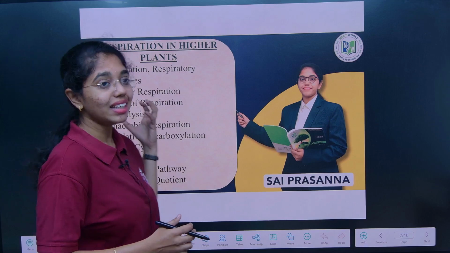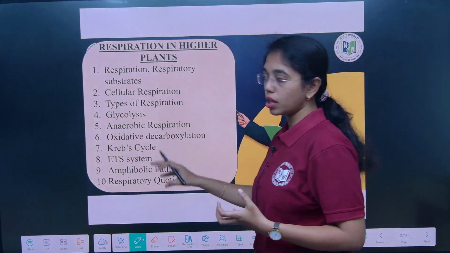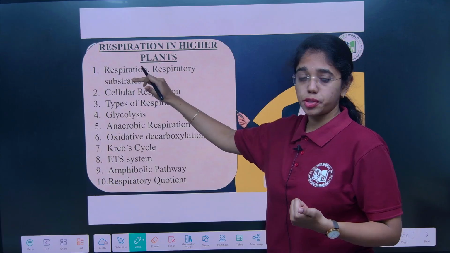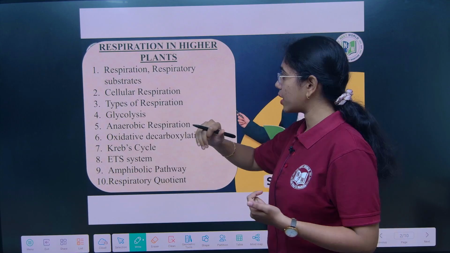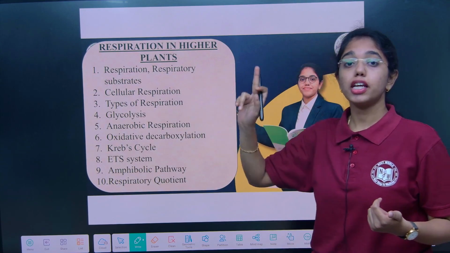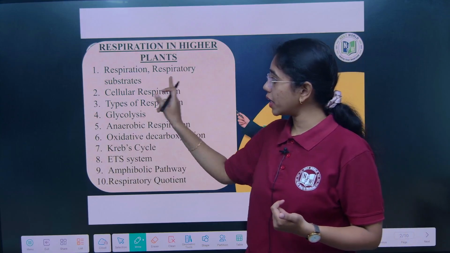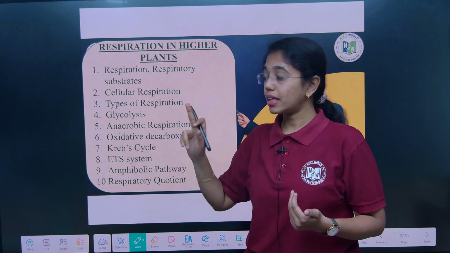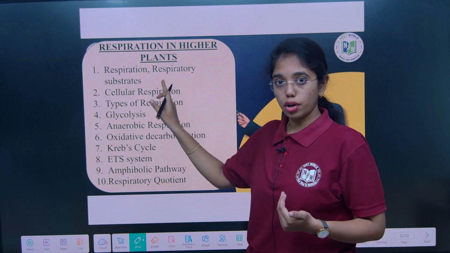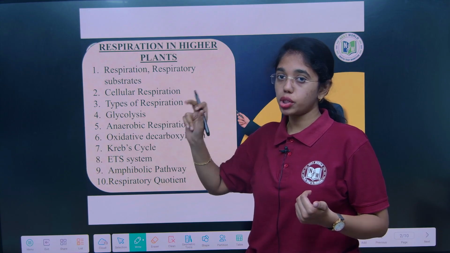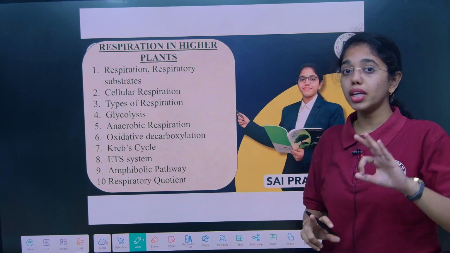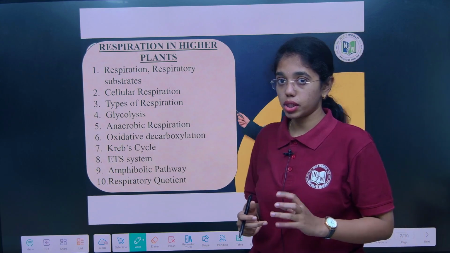Have a look at the key notes of the concepts that you have in this chapter. First, you have to know what is respiration, what is cellular respiration, and respiration types based on the respiratory substrates and based on whether it requires oxygen or not. You have 2 types of respiration, aerobic and anaerobic. Based on the respiratory substrates, you have 3 types of respiration. We are going to discuss in detail.